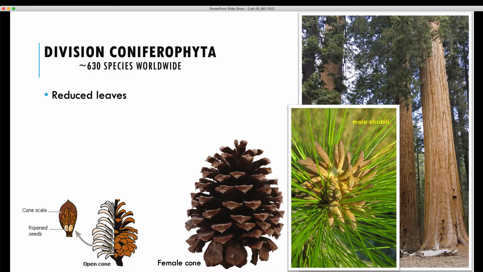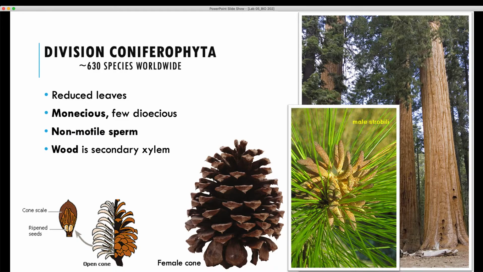So our next division, Coniferophyta, these are our conifers, things like pines, cedars, sequoias. They're going to have reduced leaves in the form of needles, right? They are monoecious. There are some dioecious, very few. So typically this group is monoecious, meaning that the male cones and the female cones are on the same tree. So like I mentioned before, in pines, the female cones are going to be at the top of the tree and the male cones are at the base of the tree. We don't have motile sperm in this group. We don't need it anymore anyway.